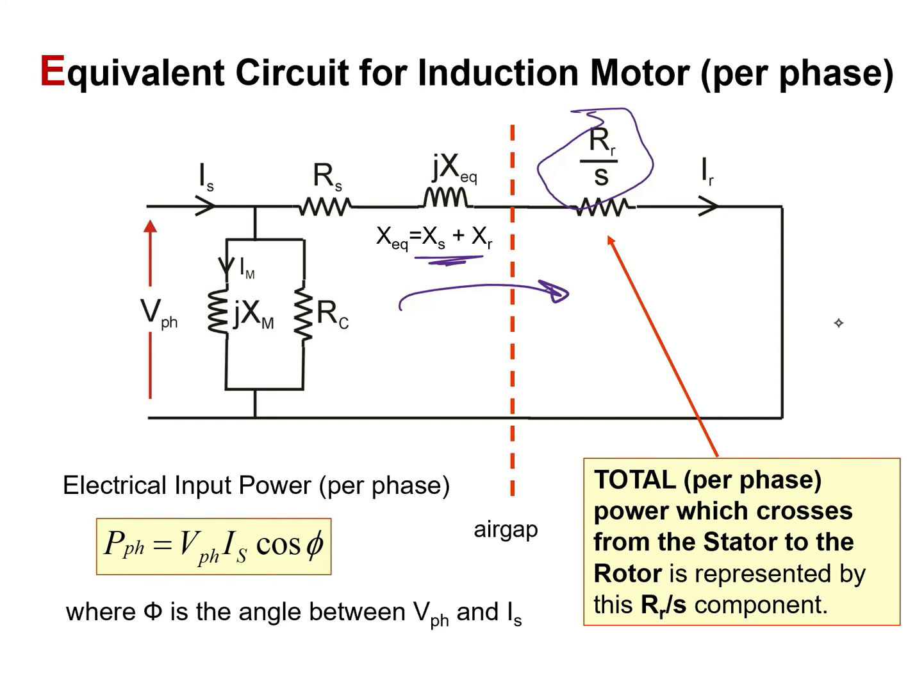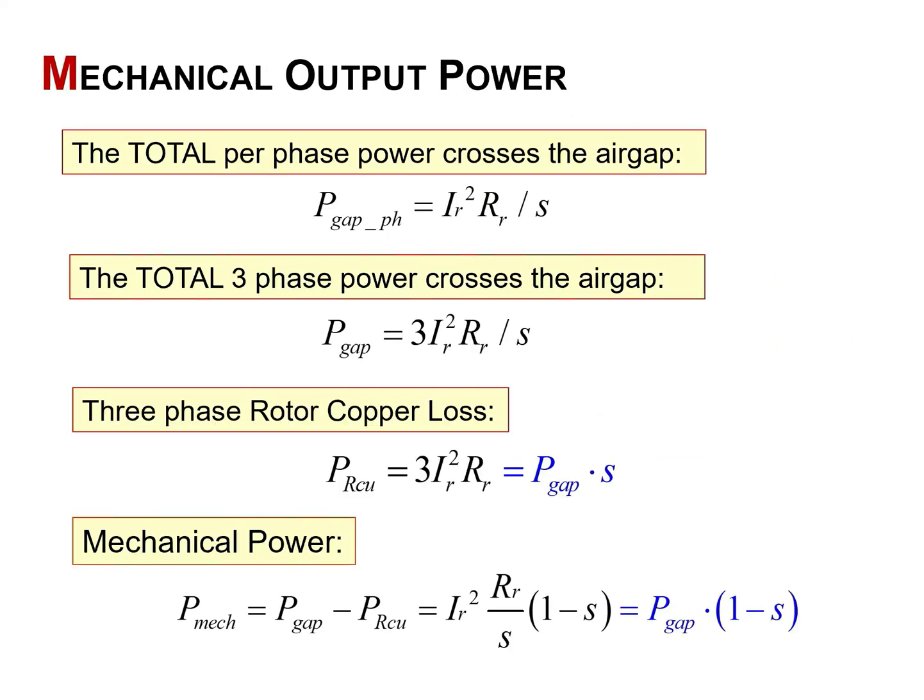And remember that the electrical input power per phase, as you have taken before, is the phase voltage, the stator current multiplied by cosine phi, where phi is the angle between the phase voltage and the stator current over here. Now, having the equivalent circuit and its components will help us calculate the mechanical output power. So we want to understand how much mechanical power this motor produces. So first, let's start by calculating the total per phase power which crosses the air gap.